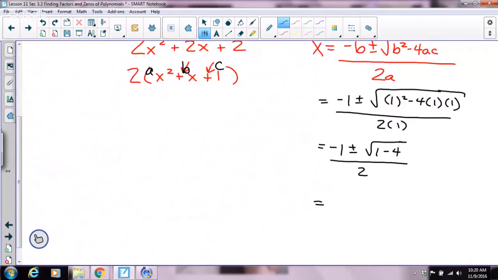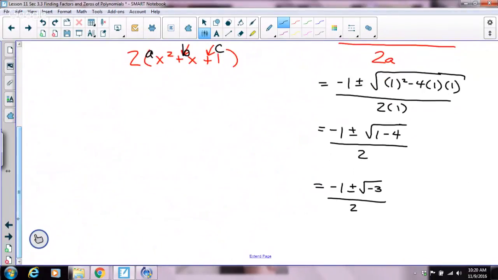What happens? What is the square root of negative 3? Imaginary. So what did you just discover? Do you have 5 real zeros? Really?